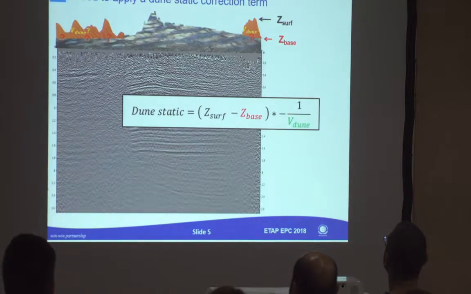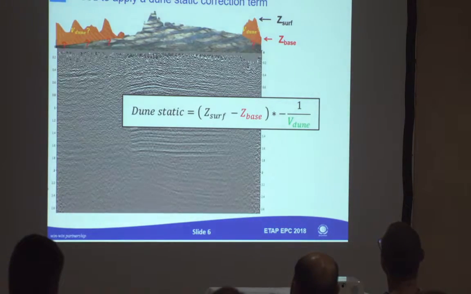For that, we compute what we call a dune static term. This dune static term is expressed as the following. It's very simple. It's vertical. It's just the thickness of the dune, so the difference between the top of the dune, the surface of the dune, minus the base, divided by the velocity of the dune. The problem in this equation is that we have two unknowns, the base and the velocity of the dune.